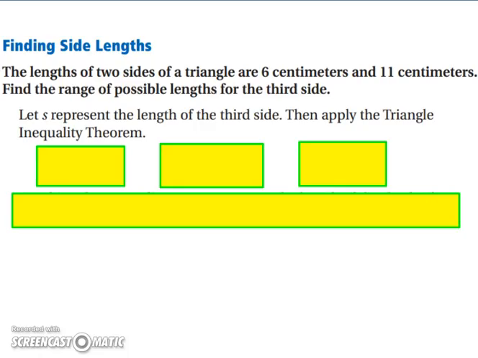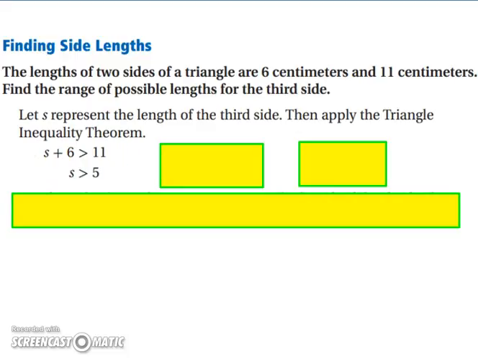Let's try finding side lengths. The side lengths of two sides of a triangle are 6 centimeters and 11 centimeters. Find the range of the possible lengths for that third side. So there's a range of possibilities for this one. For the purpose of this, we're going to let S represent the length of the side that we do not know. We're going to apply the triangle inequality theorem, because you're going to have 3 combinations.